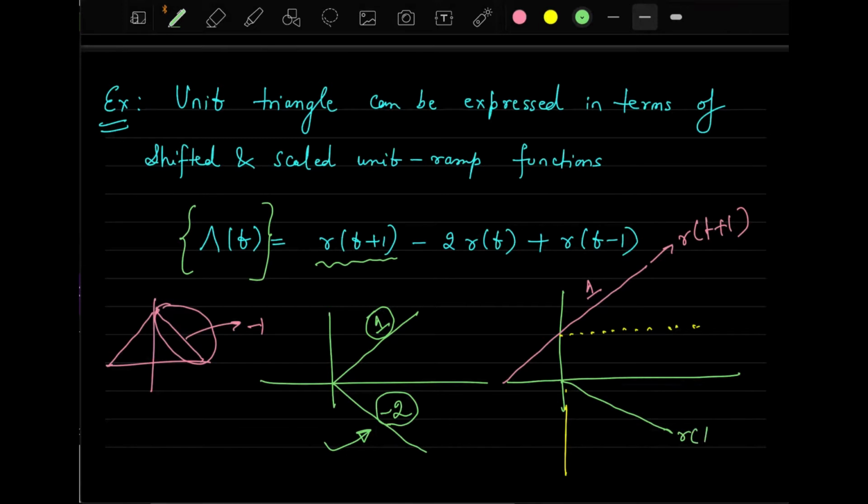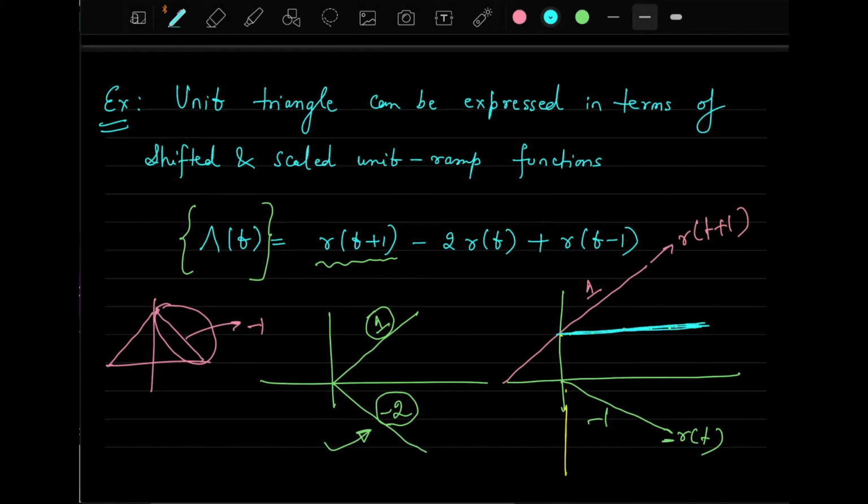So if you have one RT, which is minus RT rather, what will happen is this plus 1 and minus 1 will cancel out. So the new signal that will come up will be like this, because you have subtracted one RT from the r of t plus 1. The slopes cancel out and you will get a horizontal line.